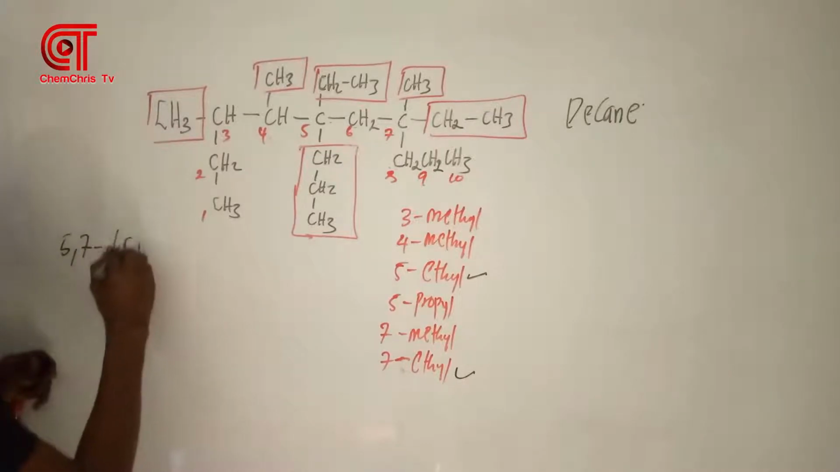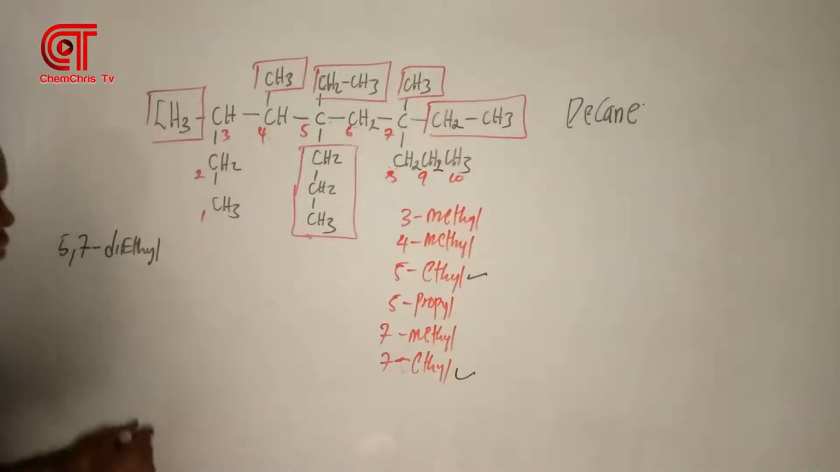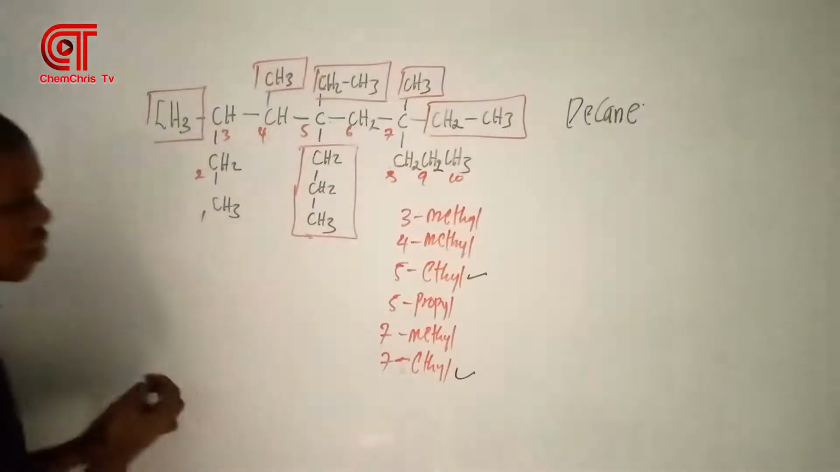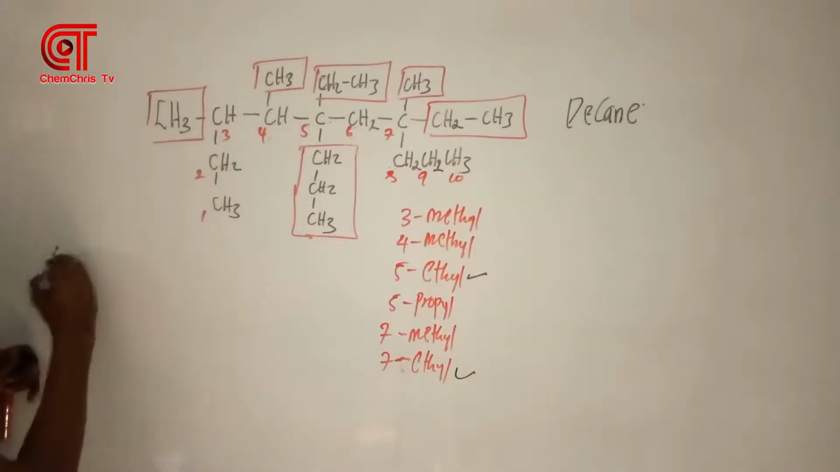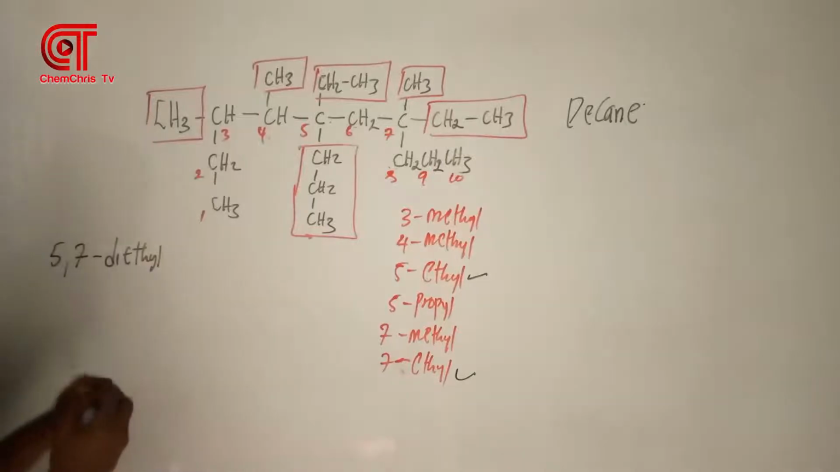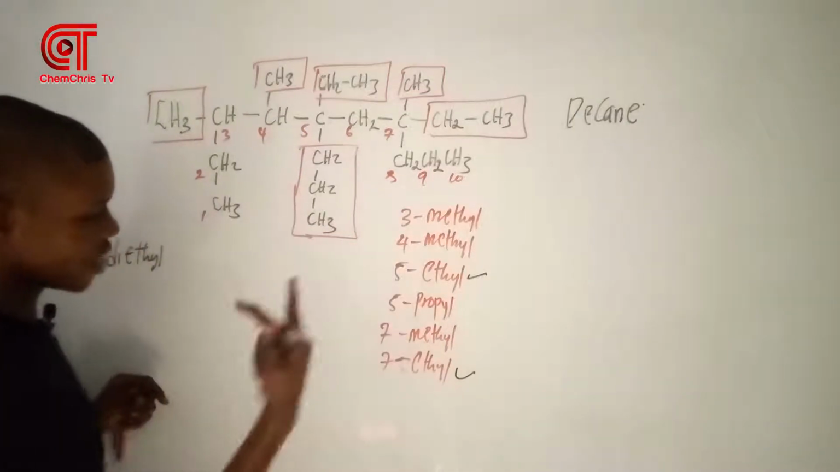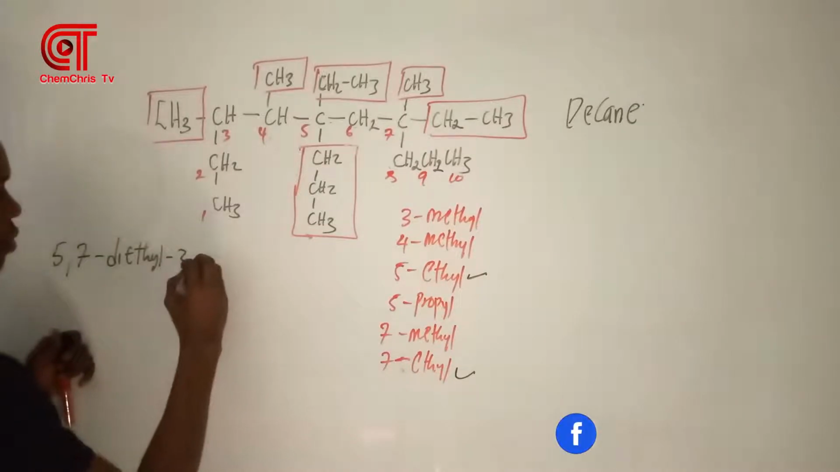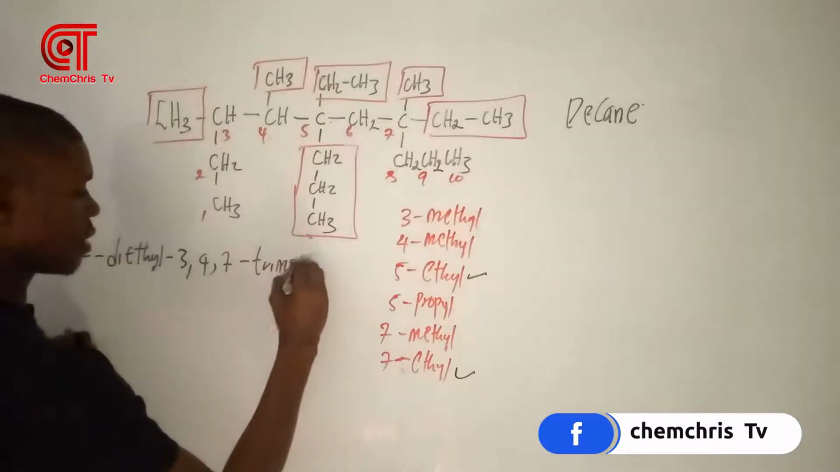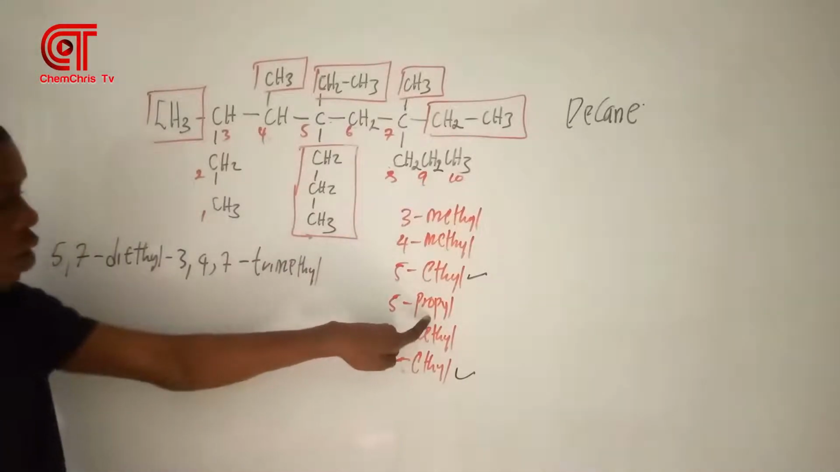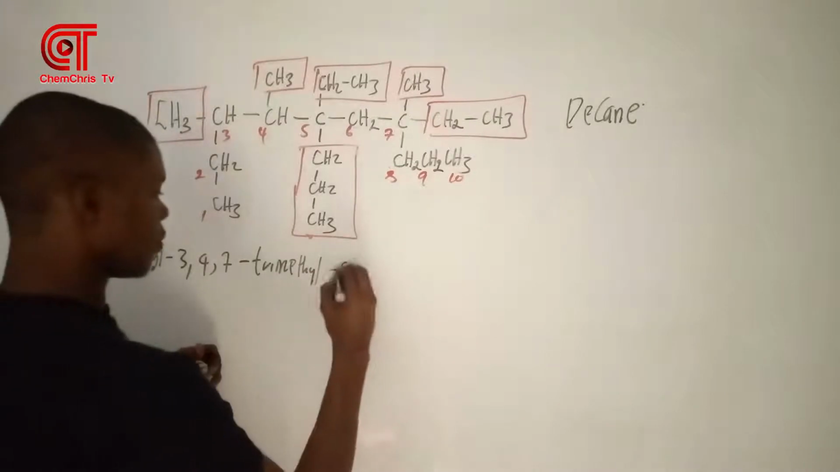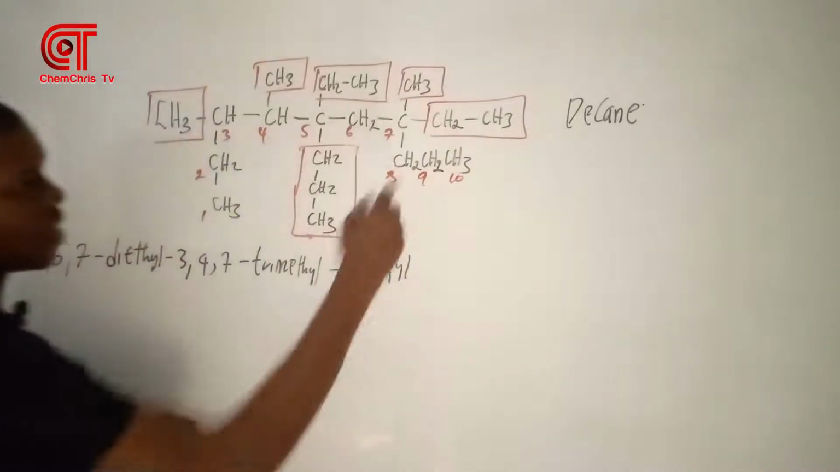Sorry, diethyl. Let's go again. Ethyl occurs 2 times, which is going to be 5, 7 diethyl. The methyl occurs 3 times, which is going to be 3, 4, and 7 trimethyl. Then propyl occurs only once, so it is going to be 5 propyl. Then the parent name.